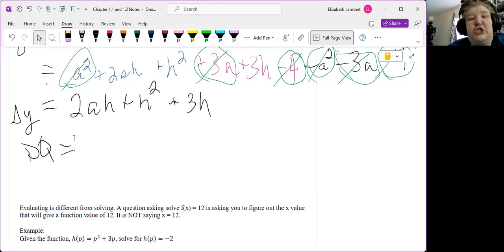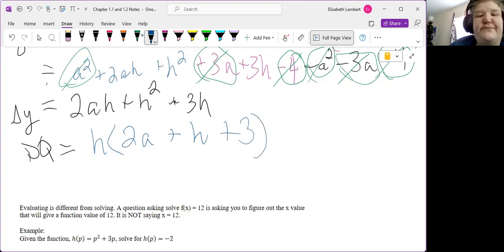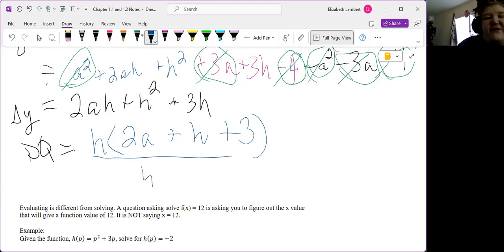So the next thing we're going to do is factor out that h, since they all have it. So I will have 2ah, well, my h is up front now, so that's just 2a, plus one of the h's is up front, so this is just an h. That way h times h is h squared back, and then plus 3. So our difference quotient is take that and divide by h, and I factored it out, so boop, boop.